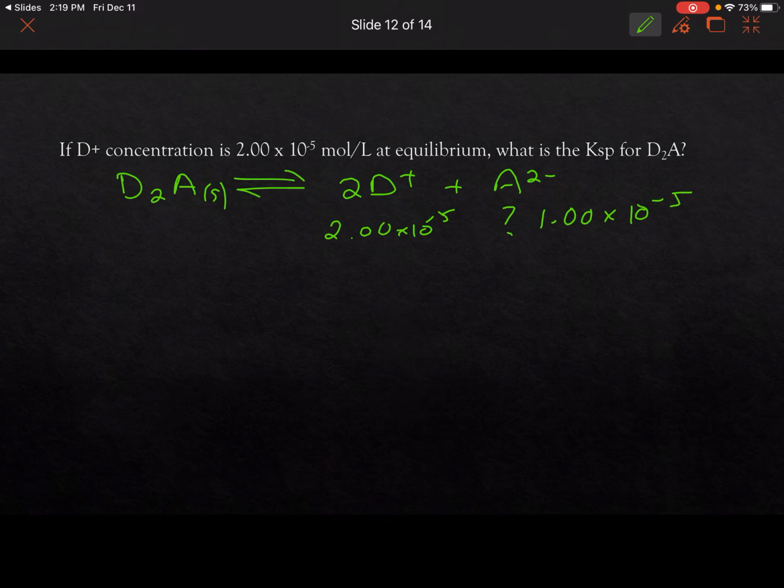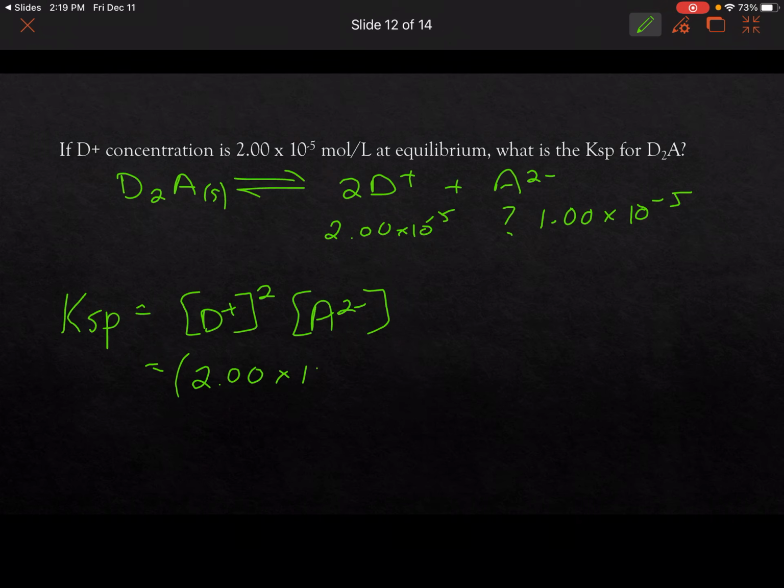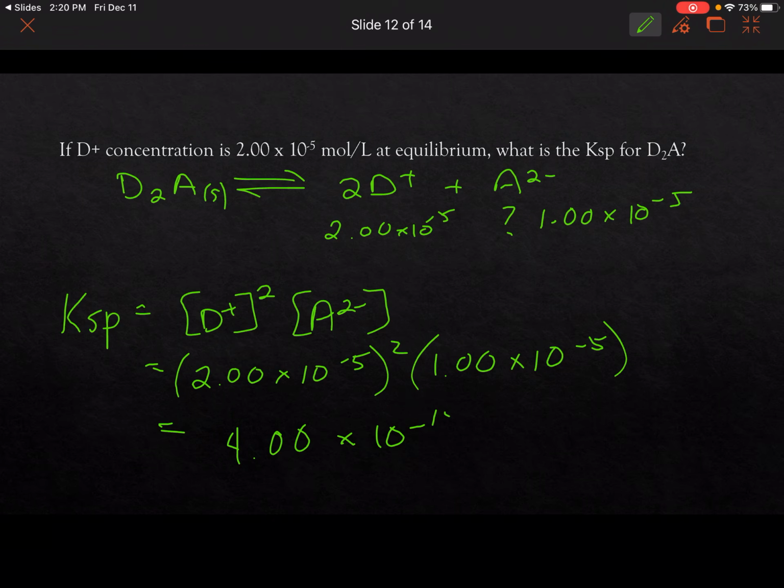Okay, so now you've got these concentrations, so now you can just go ahead and find your KSP. Now, you still have to remember to square it though, so that's where some people will forget. A2 minus, so you're going to have 2.00 times 10 to the negative 5 squared multiplied by 1.00 times 10 to the negative 5. And then you end up with an answer of 4.00 times 10 to the negative 15. Again, no units on that one.